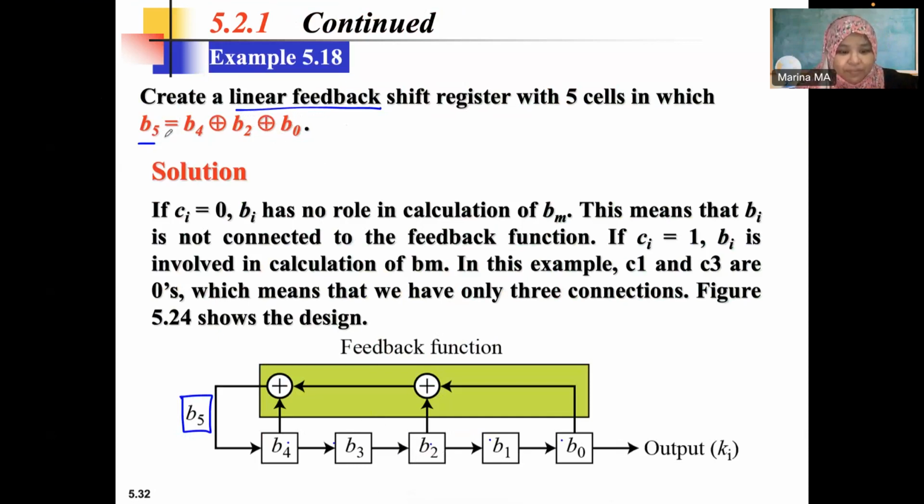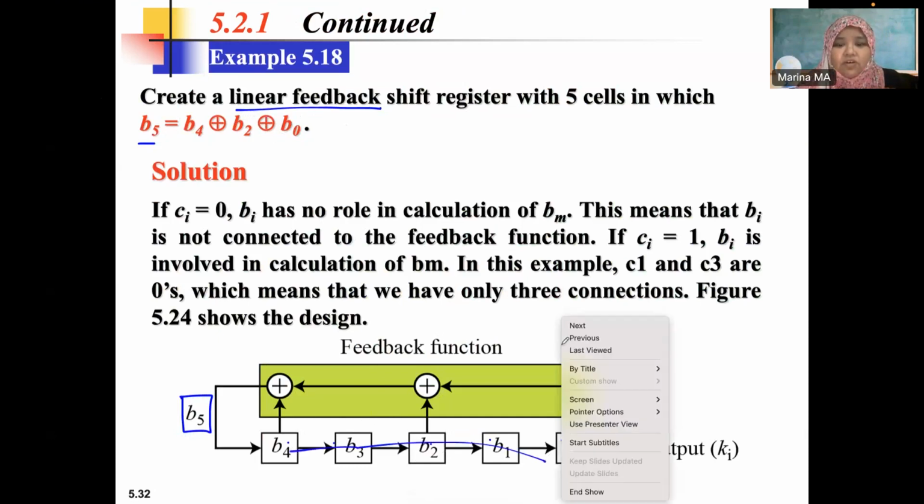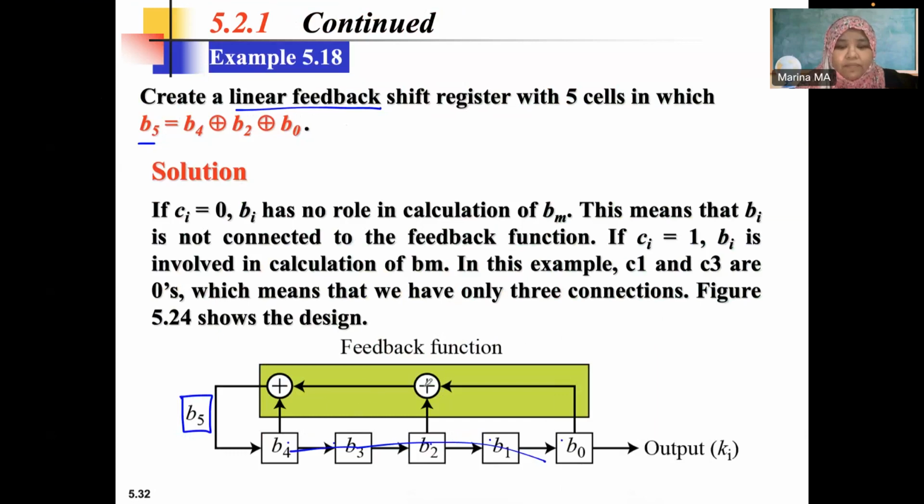So you must draw all of them, but only the ones here are used to create B5. So first, draw all the bits. B5 is equivalent to B4 XOR with B2 and also XOR with B0. So you could draw the arrows: B4, XOR with B2, and also XOR with B0. So they are B0 XOR B2 XOR B4, and it becomes B5.